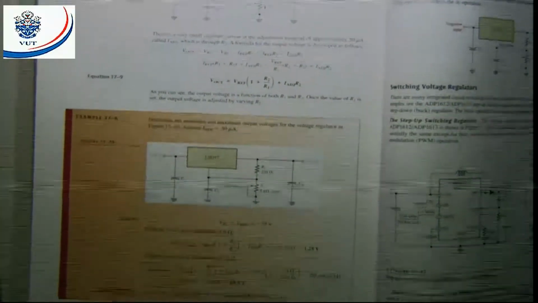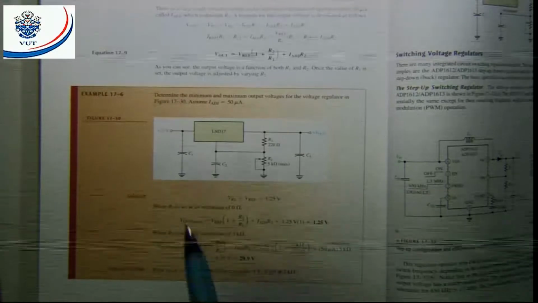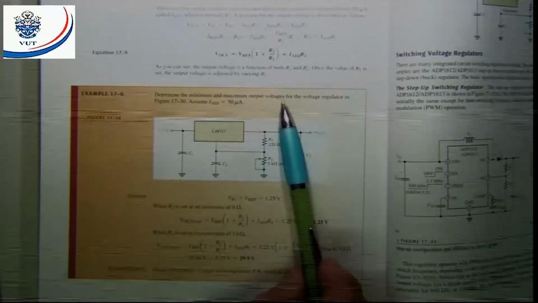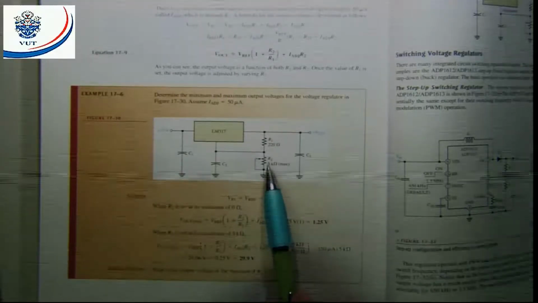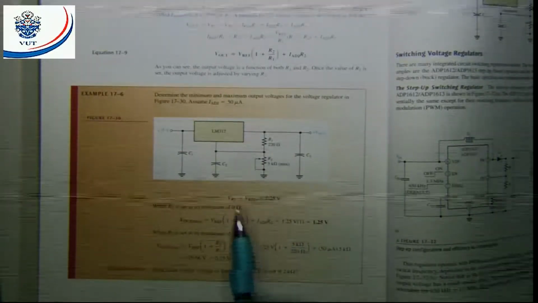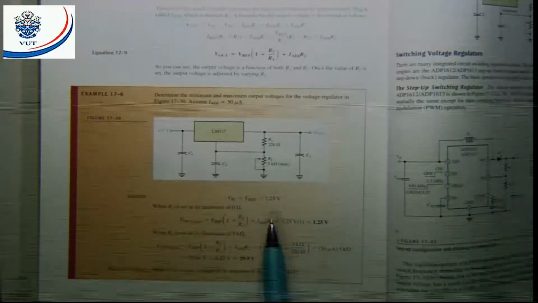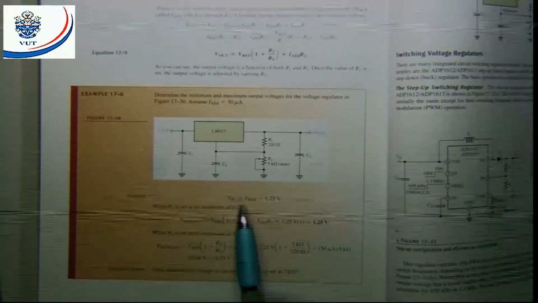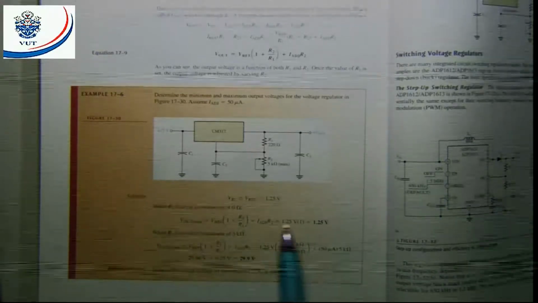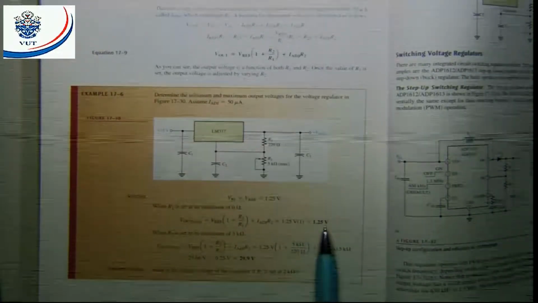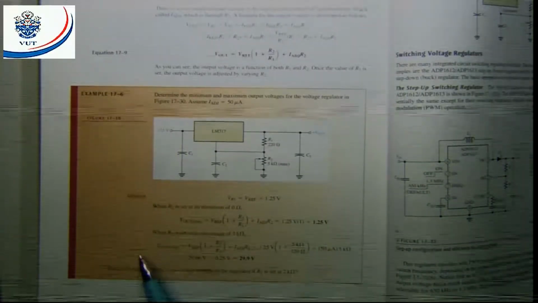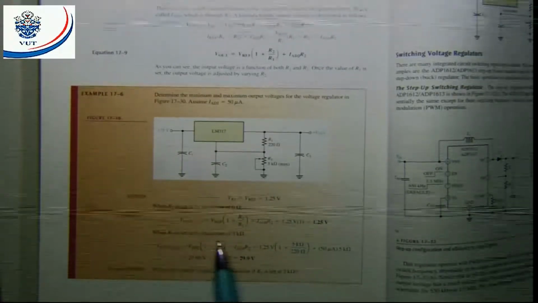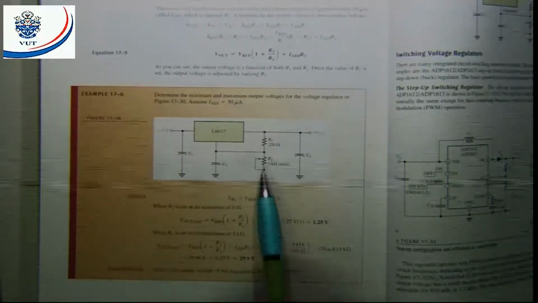All right. Let's have a look at this example. Example 17.6. They say determine the minimum and maximum output voltages for the voltage regulator in figure 17.3. Assume I adjust equal to 50 microamps. First of all, if I move the slider to the top position, I know the resistance value of R2 is 0. And then I can say VR1 is equal to V reference, 1.25 volts. If I put it into this equation, I will also get 1.25 volts, because that will only be the volt drop across R1.